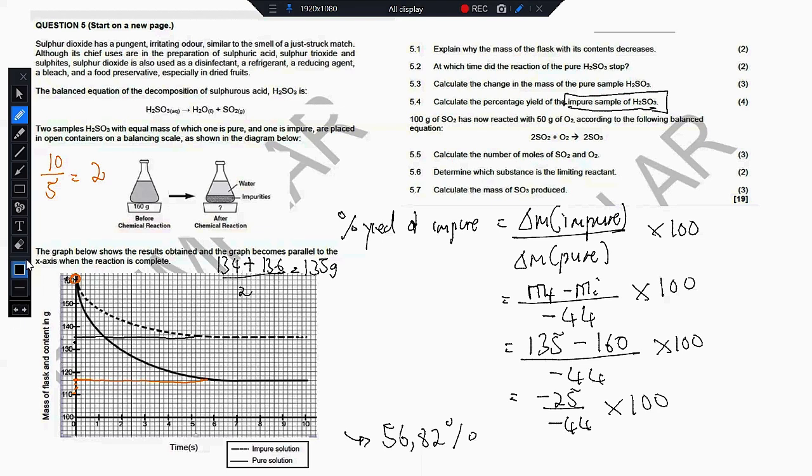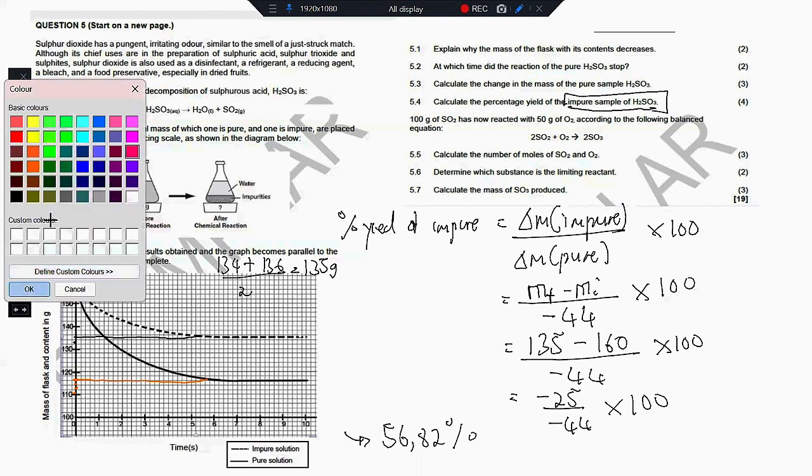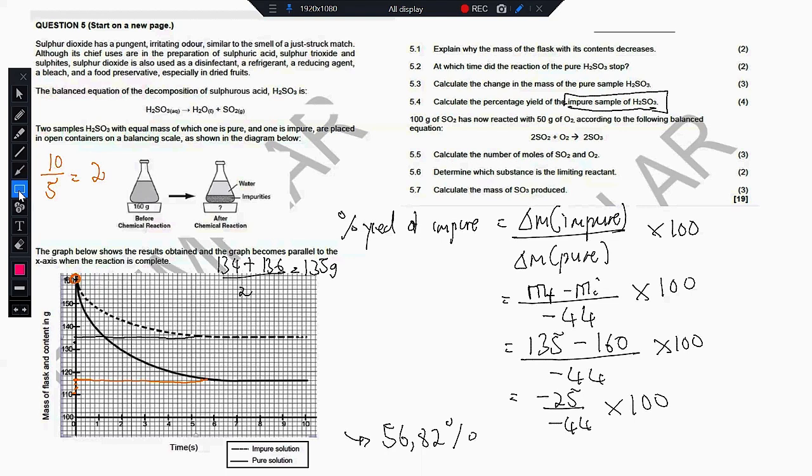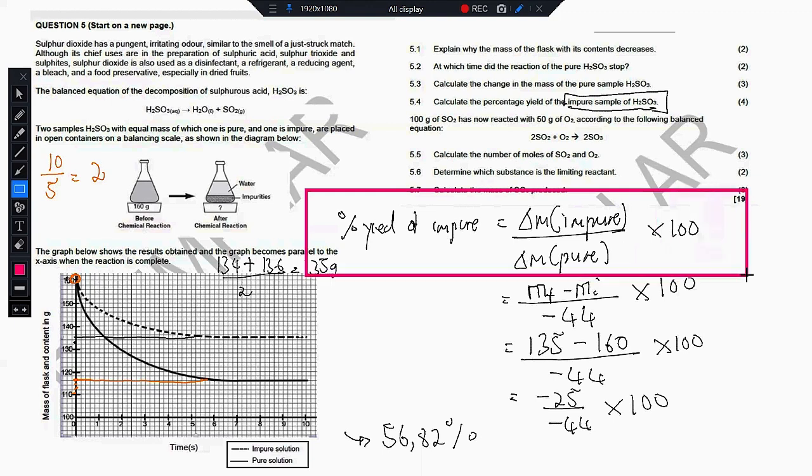So note that the trick here was all on having to know this formula here. To know that this time around it will be the change in mass of the impure over the change in mass of the pure. And then everything that you had to do was just simply use the information provided. Okay, so let's proceed.